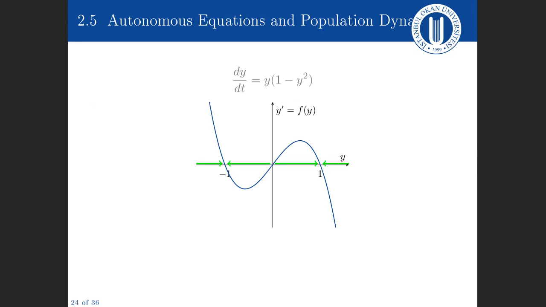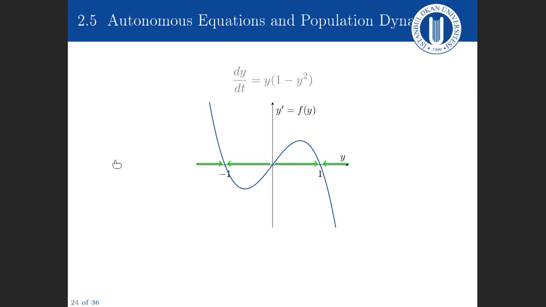The first thing to do is to draw the graph of f against y. Here our function f(y) is y(1 - y²). We draw the graph of this function against y. And then we add our green arrows. Where the function is positive, the arrow points to the right. When the function is negative, the arrow points to the left. Here the function is positive, so we draw a green arrow pointing to the right. Here the function is negative, so we draw a green arrow pointing to the left.